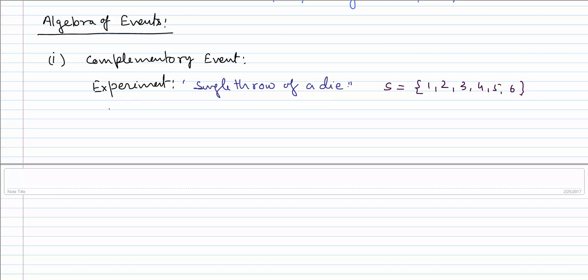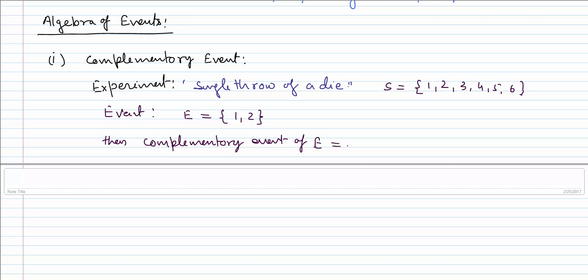Now we have an event associated with this, E = {1, 2}. Event E contains these elements 1 and 2. Then the complementary event of E is denoted by E^c, to the power C. Sometimes we also denote it by E dash. And what would it be? This would contain the elements apart from 1 and 2 of the sample space, that is 3, 4, 5 and 6.